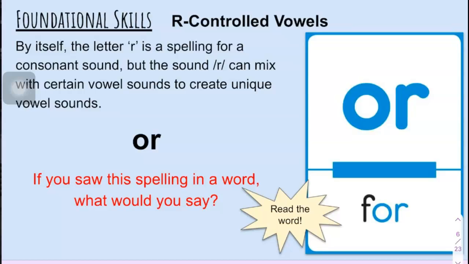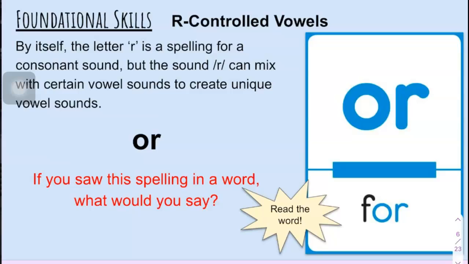Today we're talking about R-controlled vowels. What does that mean? It means they're controlled by the letter R. By itself, the letter R is a spelling for a consonant sound, but the sound can mix with certain vowels to create unique vowel sounds.